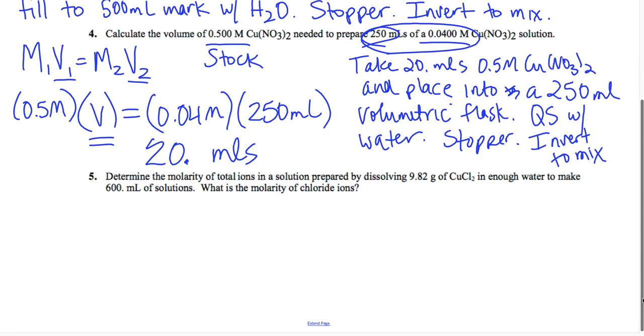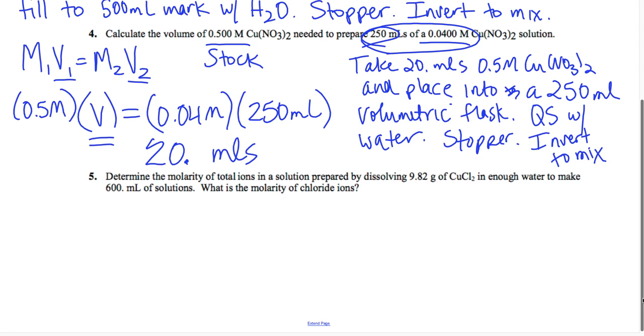All right, last problem: determine the molarity of total ions in a solution prepared by dissolving 9.82 grams of copper 2 chloride in enough water to make 600 mils of solution. What is the molarity of the chloride ions? So before we can figure out molarity of ions, what molarity should we figure out first? Yeah, just the molarity of copper 2 chloride. So let's start setting that up.